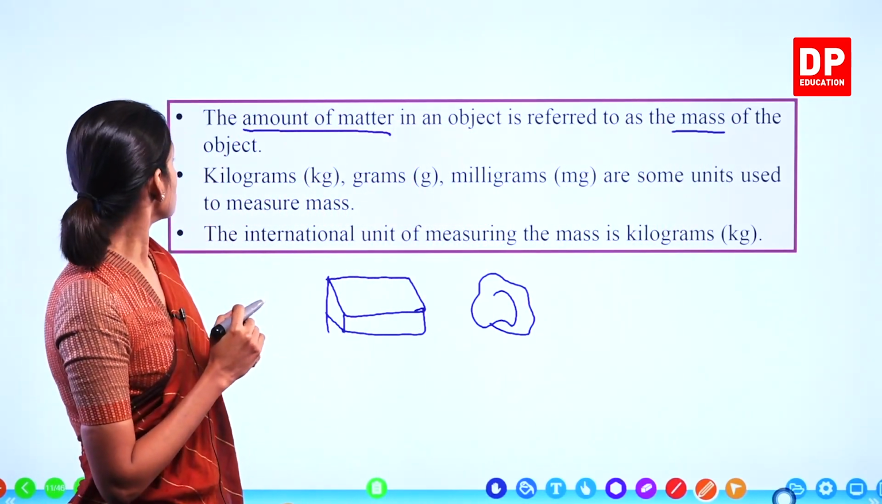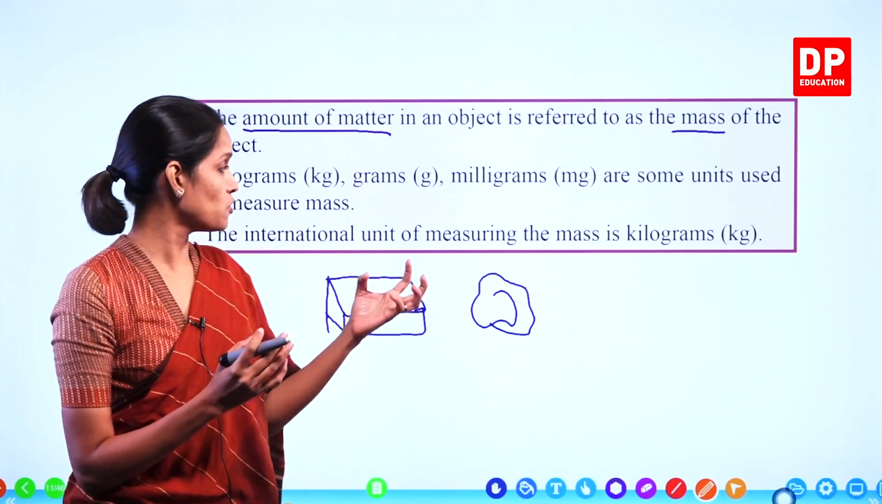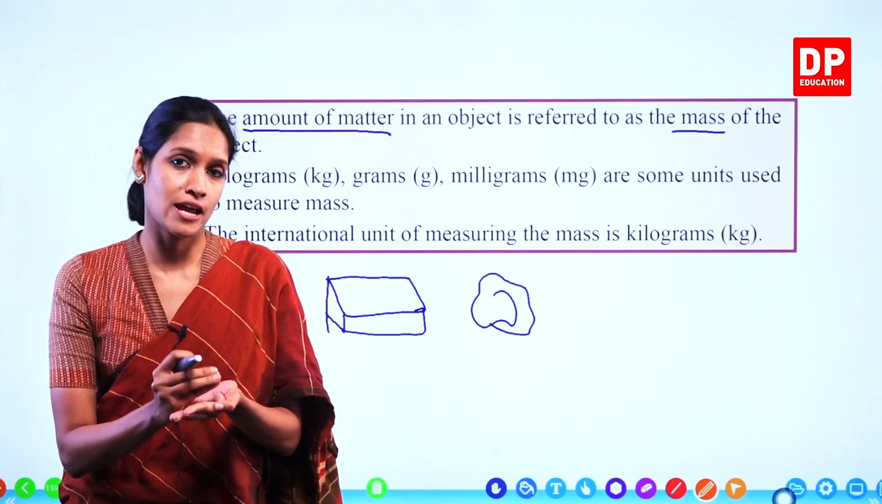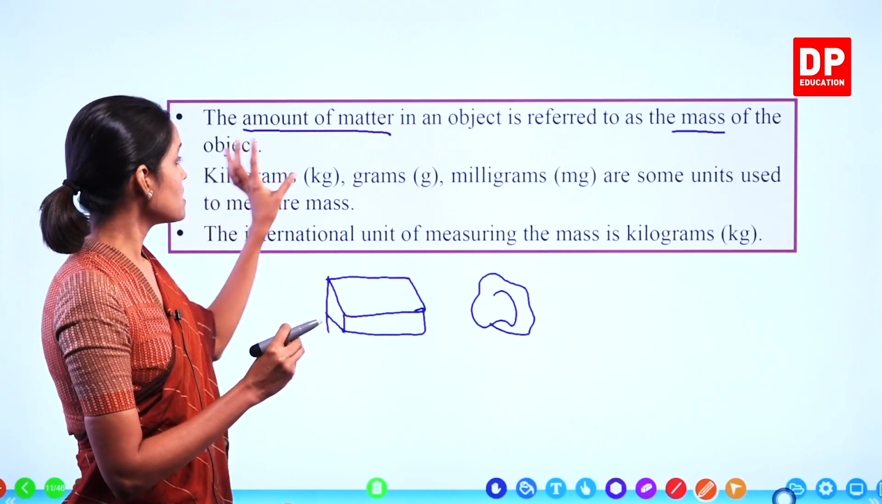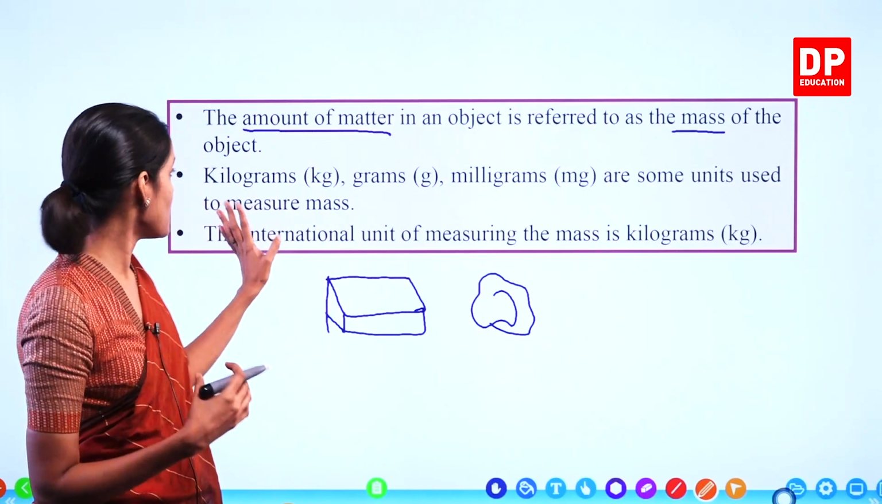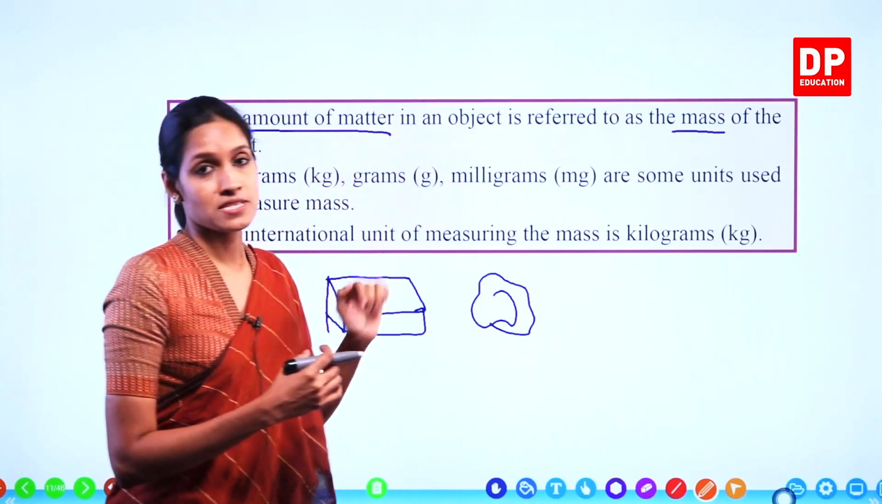Understand? So what are the units you can use to measure mass? Sometimes small masses, like some medicine, you can measure in milligrams, right? And you can use kilograms, grams as well. There are different units you can use to measure mass. Those are kilograms, grams, milligrams.